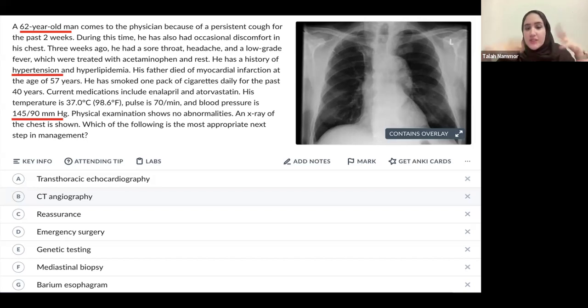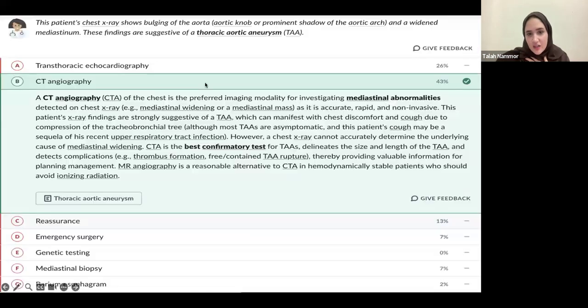Of course, if he was not stable we would directly take him to surgery, but because he came into the clinic or the emergency with stable vitals, we would do an angiography and then we would take him for surgery. Is this clear? Okay.